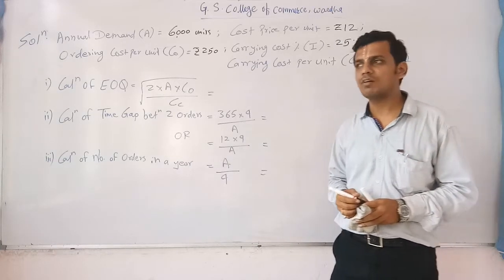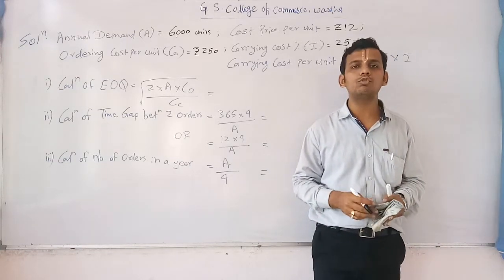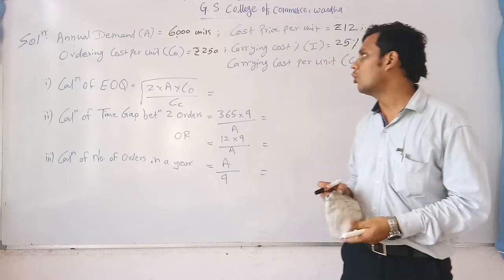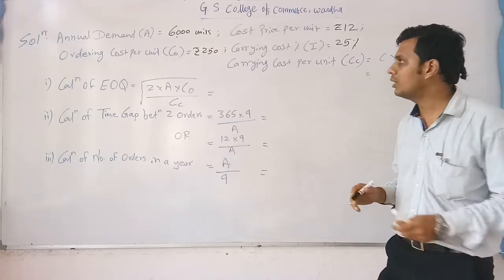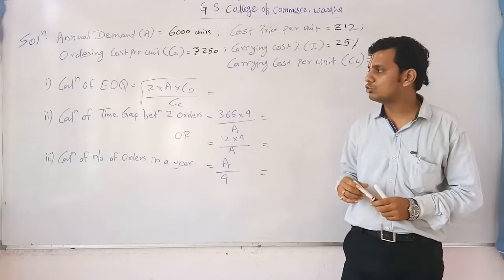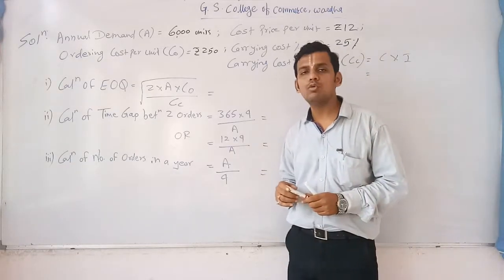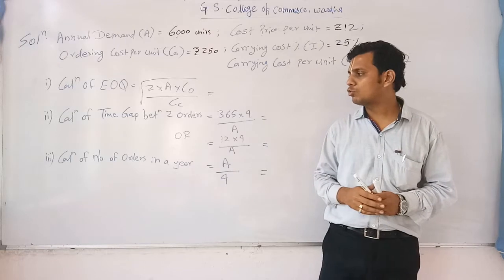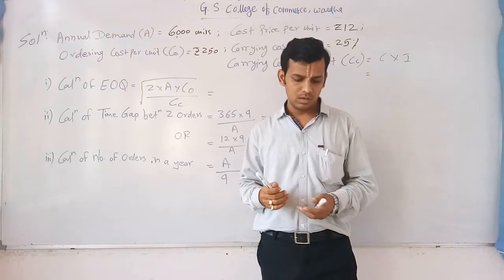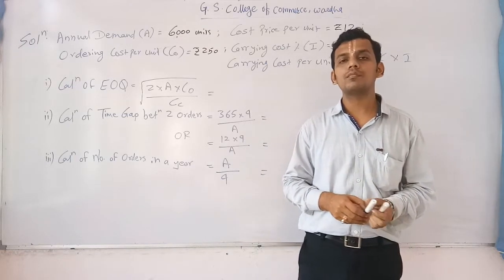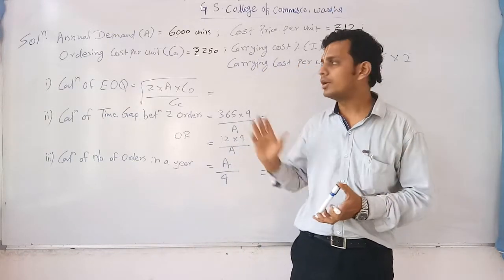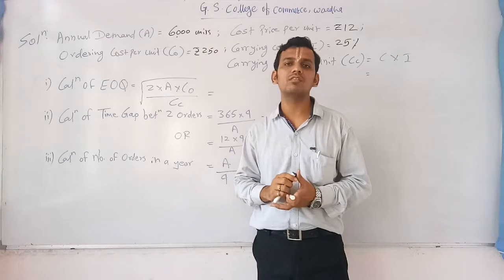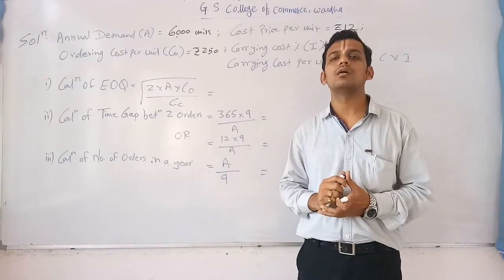Until the last video, we have covered all the theoretical aspects related to inventory management. Now we will move on to the calculation of inventory management. We will start with the calculation of EOQ, time gap between two orders, and number of orders to be placed in a year. In the link of the video as well as on the drive, the question and answer sheet related to the problem which we are going to discuss in this video has already been uploaded.